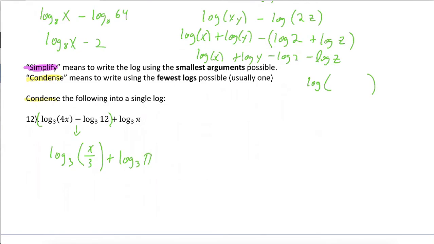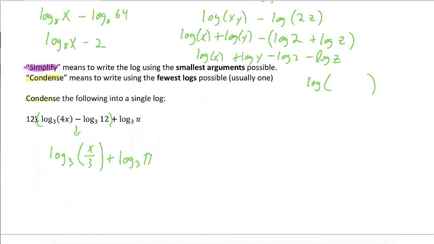And by the way, one thing I haven't mentioned in all of this, though you probably guessed it anyway, is all of these properties only apply if the base of the logs are the same. I can't take log base 2 of x plus log base 17 of 5 and put them together in any way.